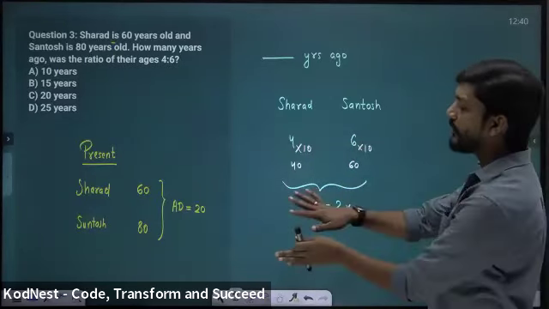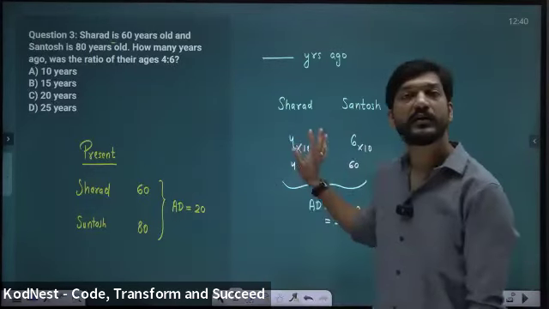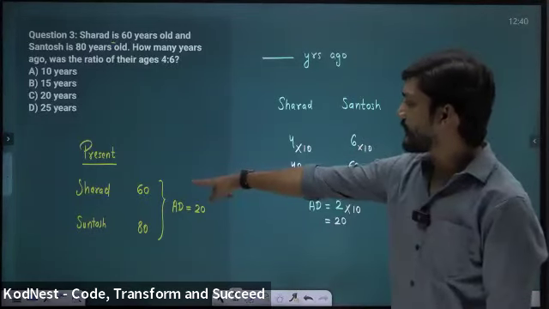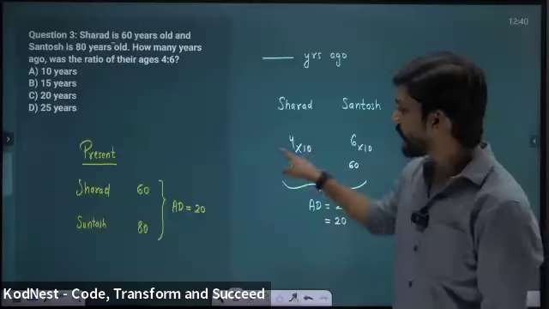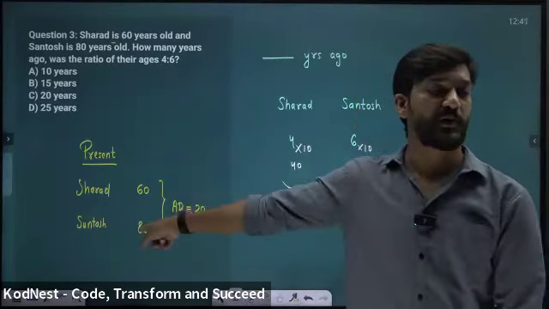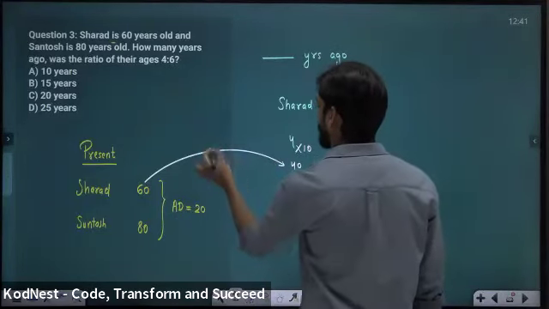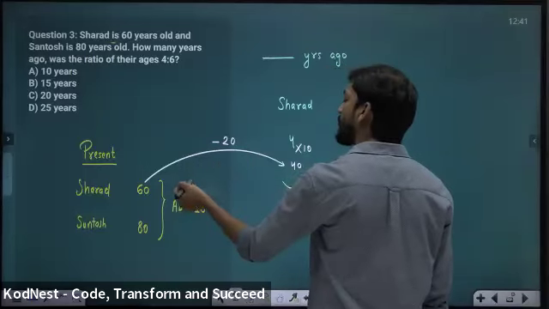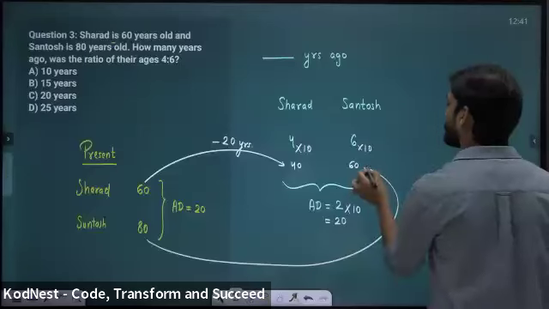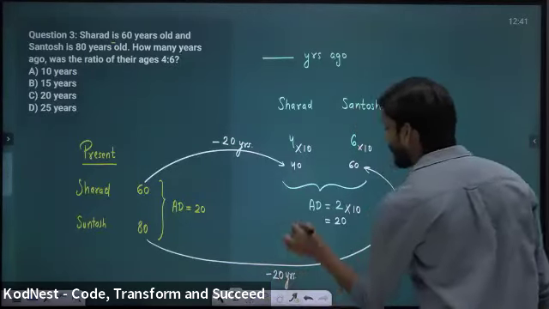All right. Now compare. Age difference will not change. Compare the ages. If you compare the ages, what do you think? Take Sharad: 60, 40. So how many years ago was Sharad 40, if this is the present? 20 years ago, minus 20. Even if you take Santosh also, same thing, minus 20. So any one person you can take to compare.